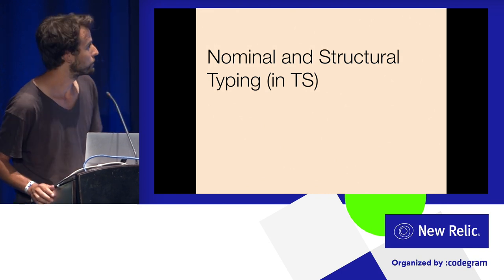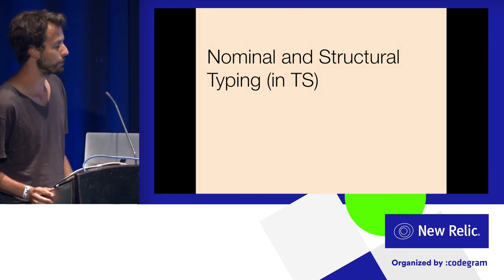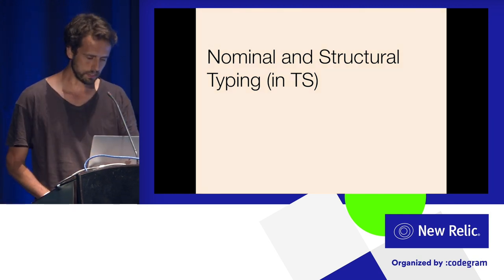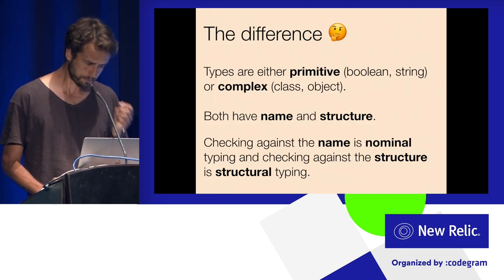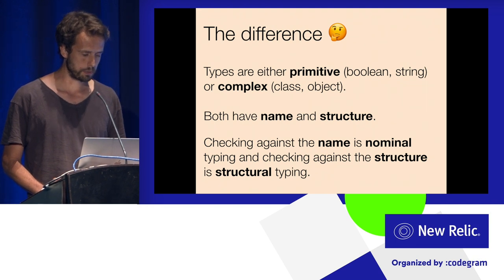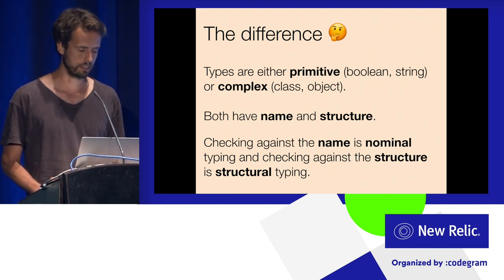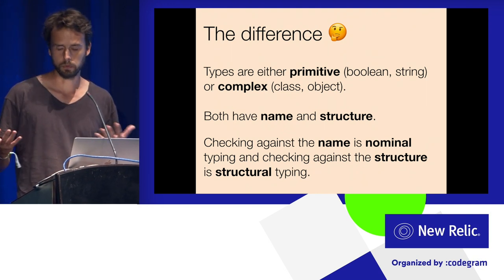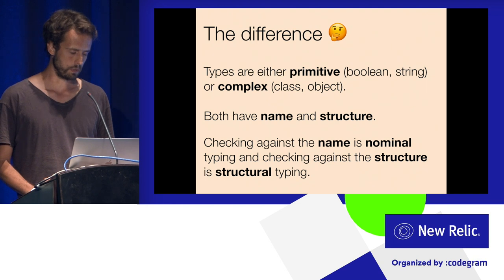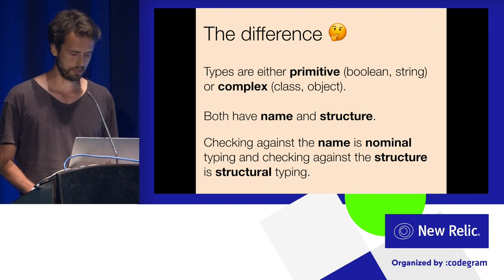So, let's talk about types. I want to talk shortly about nominal and structural typing, in TypeScript especially. So what's the difference? Basically, types can be either primitive, like booleans and strings, or more complex, like class or object. And each type in each language usually has a name and a structure. It seems like a simple thing. When the compiler compares types and is supposed to say whether they're the same or different, and it checks against the name, then it's nominal. When it checks against the structure, then it's structural typing.